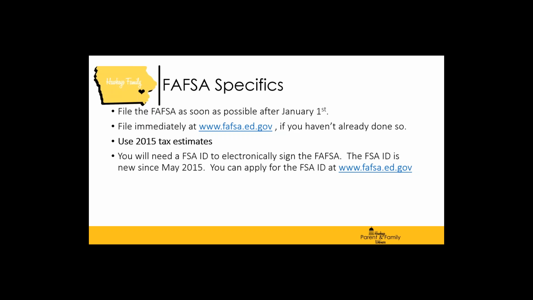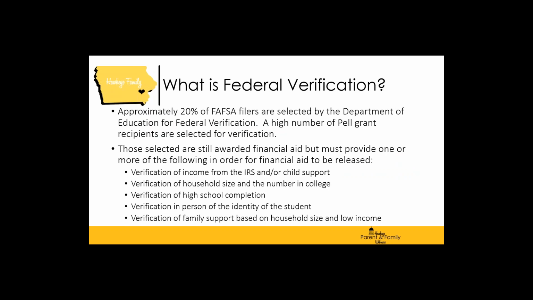Something that is a little bit different from last year is that last year you would have needed a federal PIN in order to electronically sign that FAFSA. That process has changed. Now you will need what's called an FSA ID to electronically sign the FAFSA. This is new since May of 2015, so you may not have an FSA ID yet. And you can get that once you go on to the FAFSA to start that process.